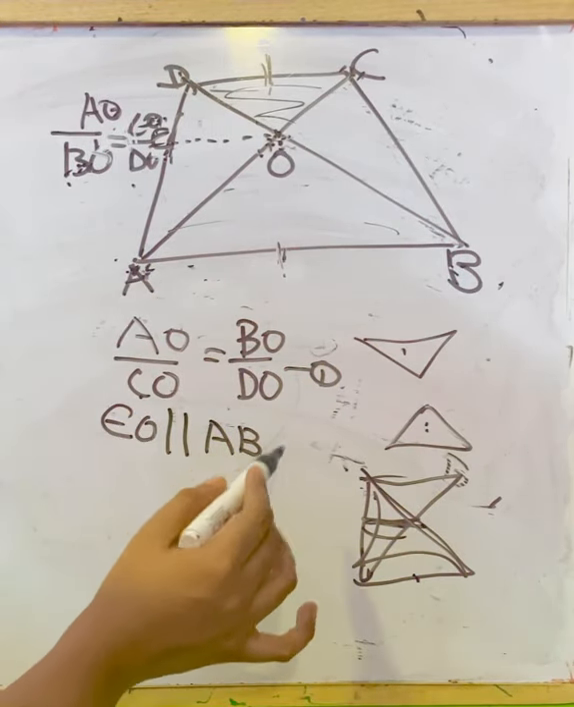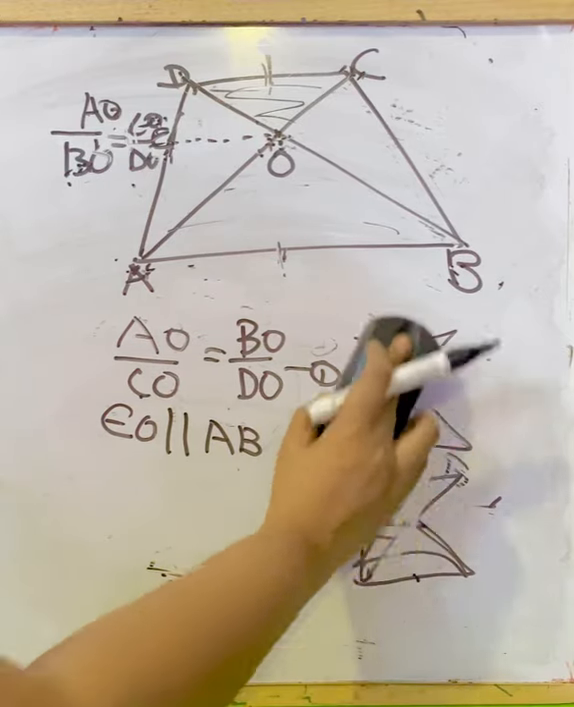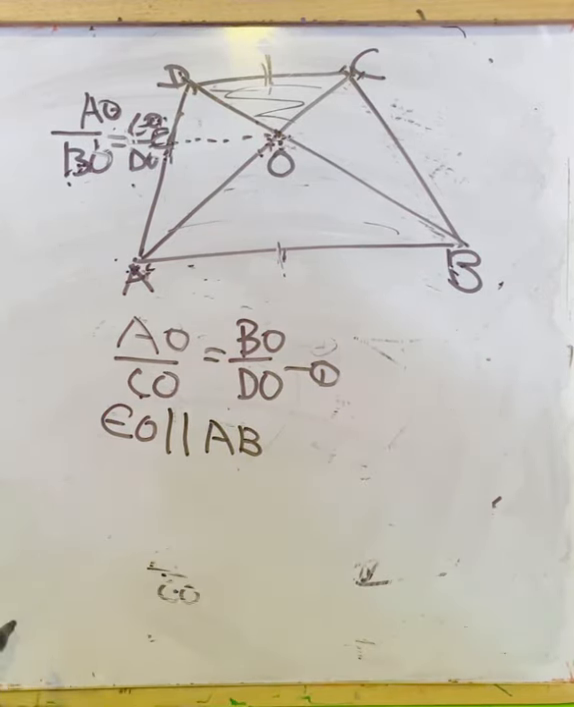Now EO parallel to AB, that is this triangle.